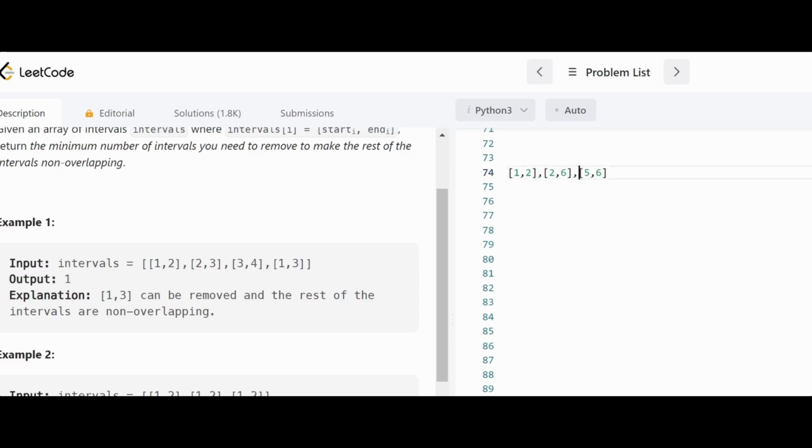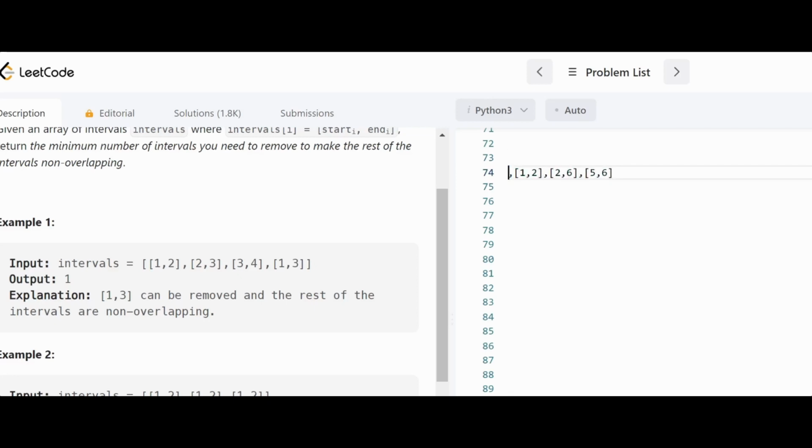5 is lying between 2 and 6, right? Which means that 5, 6 is overlapping 2 and 6. We need to remove either one of these two intervals to make it non-overlapping. So let's say we remove 2 and 6 over here. If we remove 2 and 6, we can see that we just need to remove two intervals to make this a non-overlapping interval, right? Now, what if we remove 5 and 6? Again, it's still fine because we have two intervals that are non-overlapping.